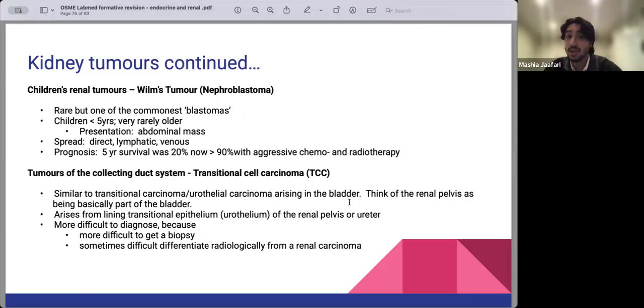In children, you can get a Wilms tumor, so nephroblastoma, and you usually see them below 5 years old, and the survival is now very good. That's the main things you have to know. You have to know you see it in kids, and it's usually quite a big abdominal mass. It's also quite important to remember that the renal pelvis of the kidney is made of transitional cell epithelium. So just like bladder cancer, where you can get transitional cell carcinoma, you can get that in the renal pelvis as well, because that has transitional epithelium.